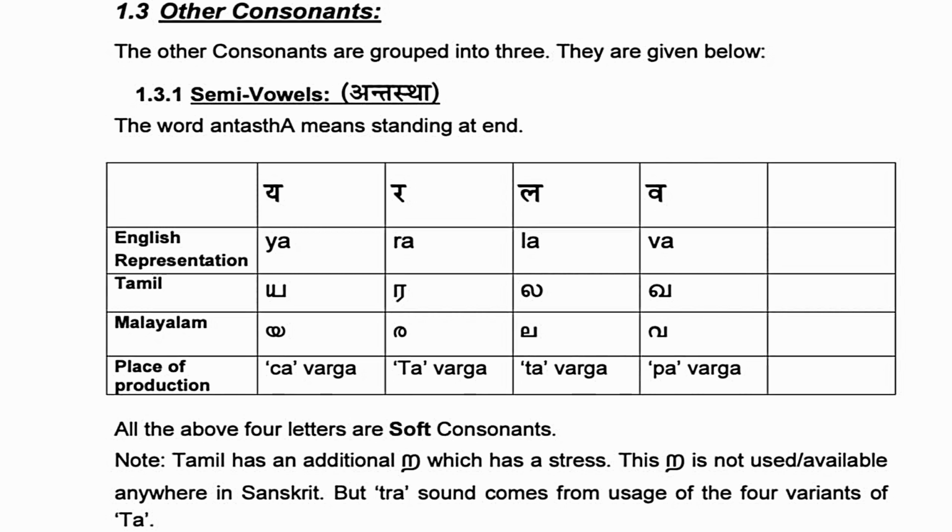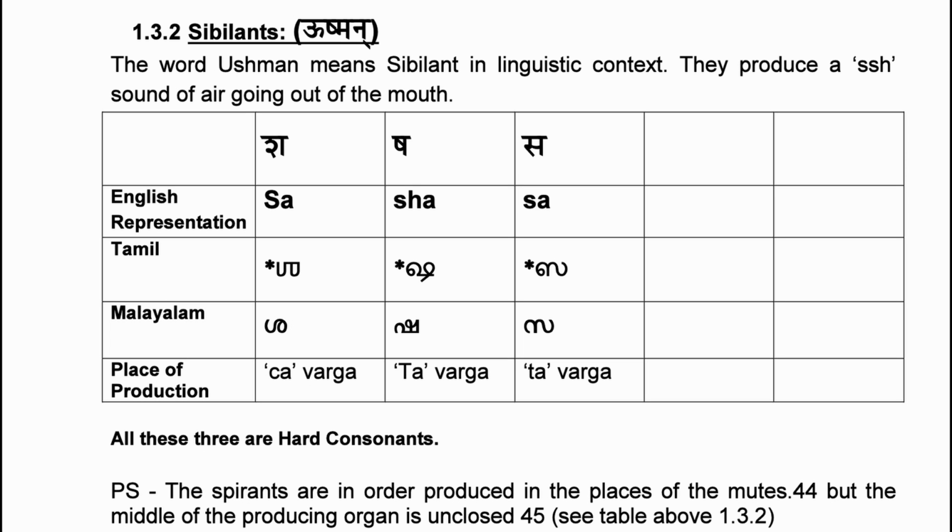Then what is the next class? There is something called ushma. Why are they called ushma? As you pronounce them, there is a sound that comes in at various hardness. They are sa as in Saraswati, or sha as in Shiva, or sha as in Pushpam. Because when you say sa, sha and sha, more air is thrown out.